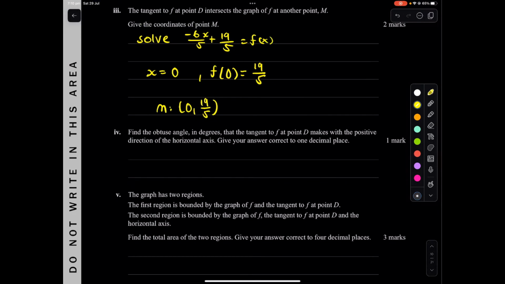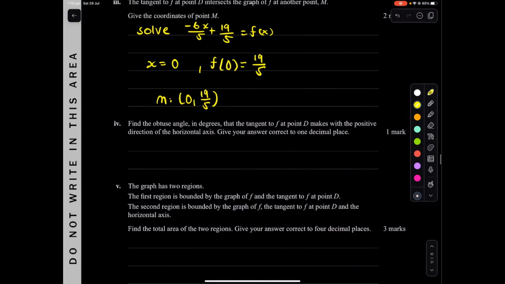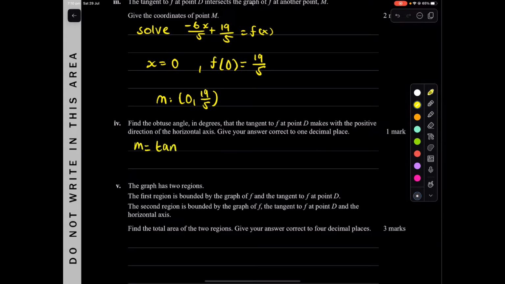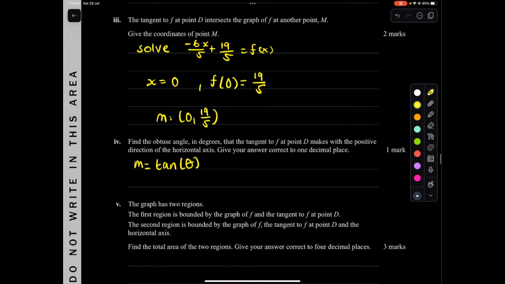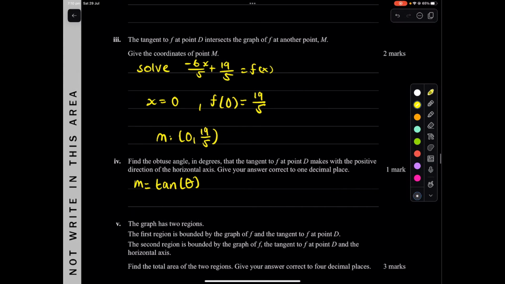So, find the obtuse angle in degrees that the tangent to F at point D makes with the positive direction of the horizontal. Okay, so we know the gradient m is equal to tan theta, and we want to find that angle theta. So we just need the gradient of the tangent at point D, which is negative 6 over 5. So we can say negative 6 over 5 equals tan theta.